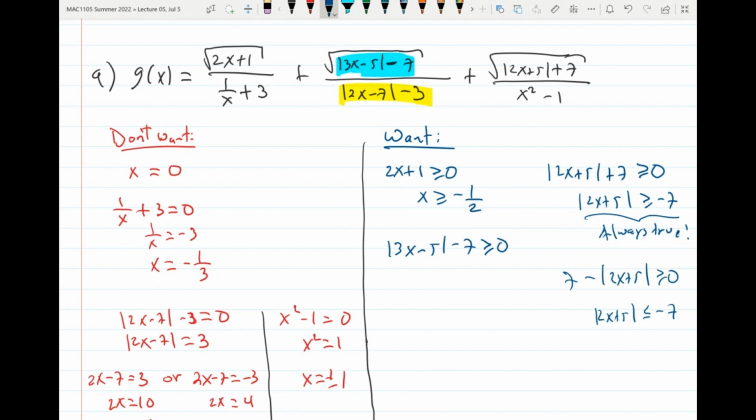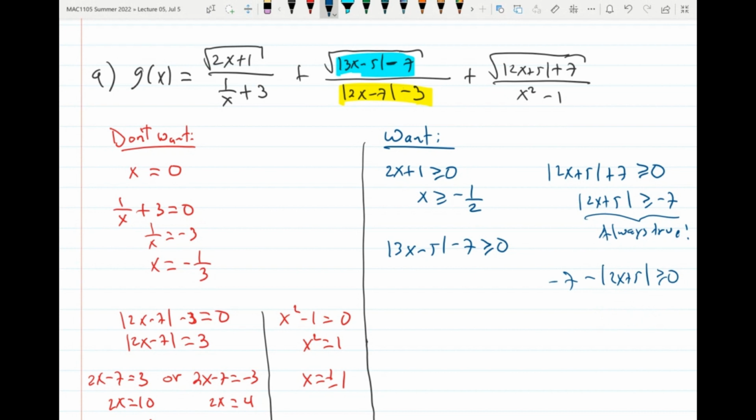Do you see that? No, wait, 7. That's not what I want. I want it to be minus. Okay, so I guess like this. It's just that I wanted to understand something. So imagine that it was -7 minus the absolute value.